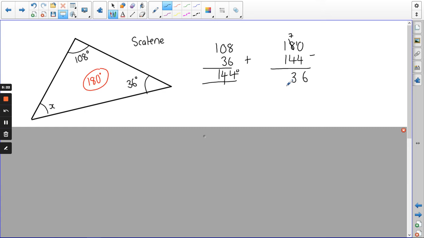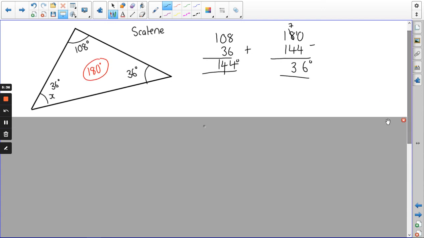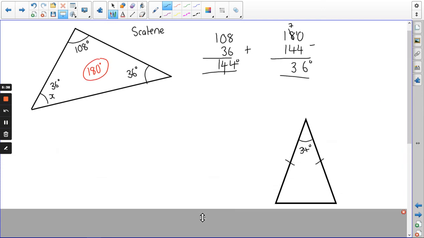7 take away 4 is 3. 1 take away 1 is 0. Our missing angle is 36 degrees. Okay, so easy as that. Add them up and take away from 180. Don't forget the taking away step. Some people were forgetting that last week on the other angles work.